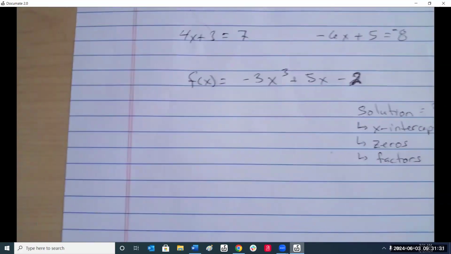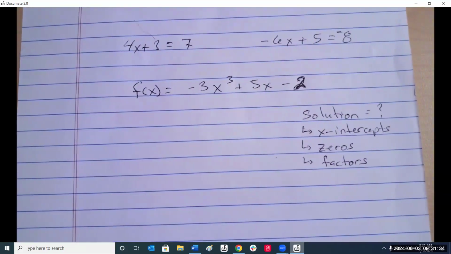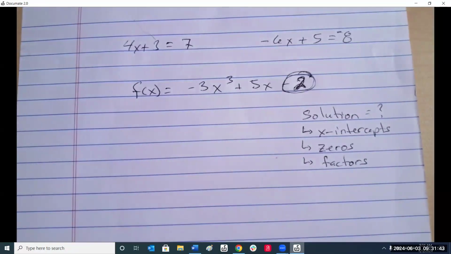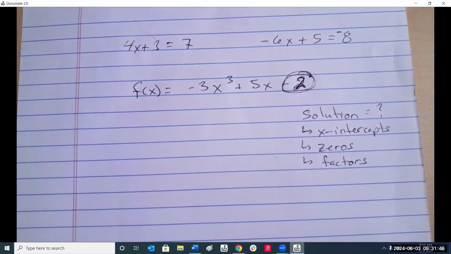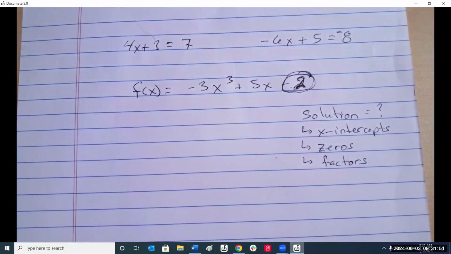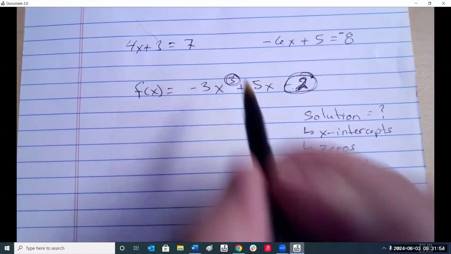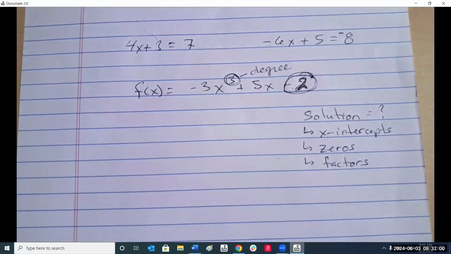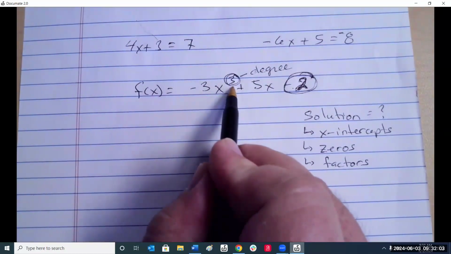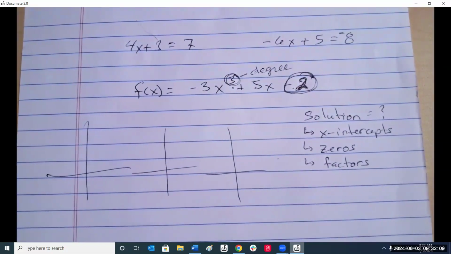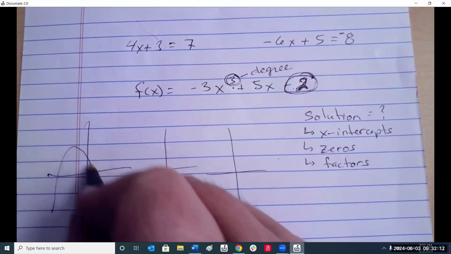But my goal here is to teach you how to look at this. By looking at this, we know a couple of very important things. First off, that's the y-intercept. That's where it crosses the y-axis. It crosses at -2. That number is called the degree. Since it's 3, it tells us we're going to have at most 3 solutions. The graph's going to look something like this.